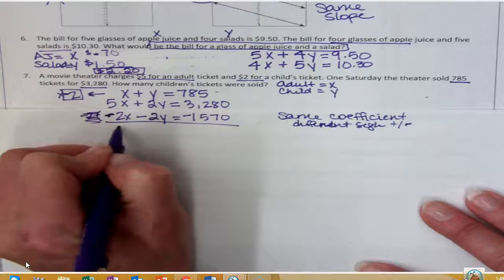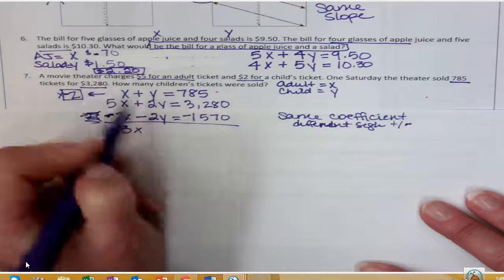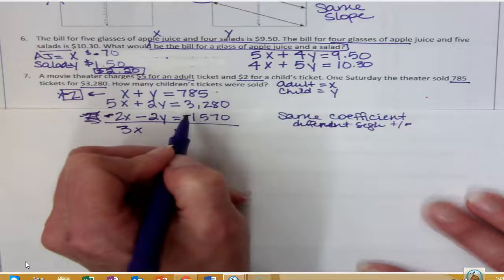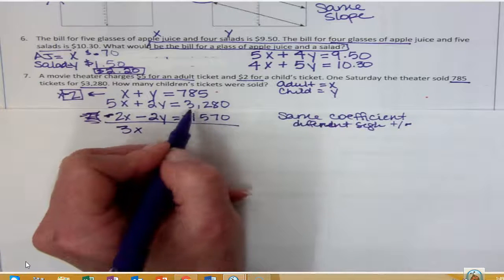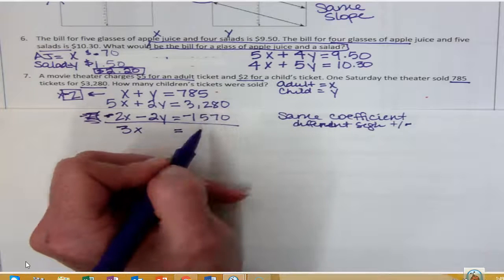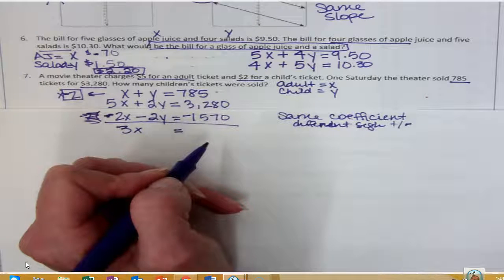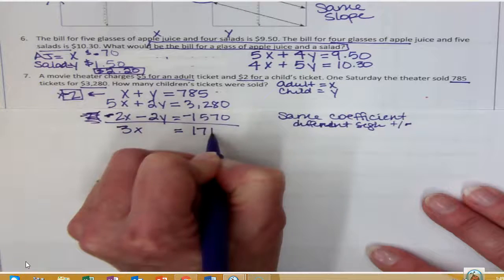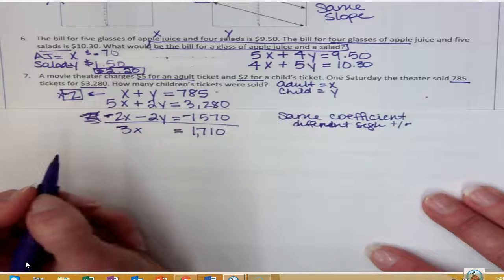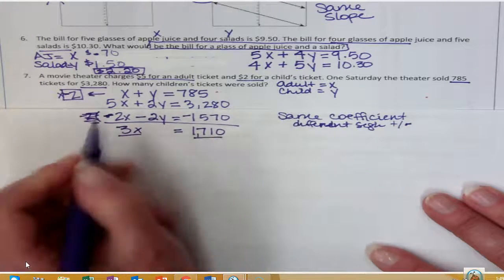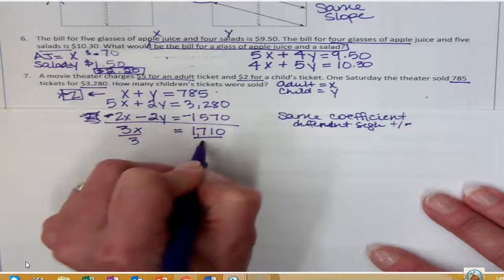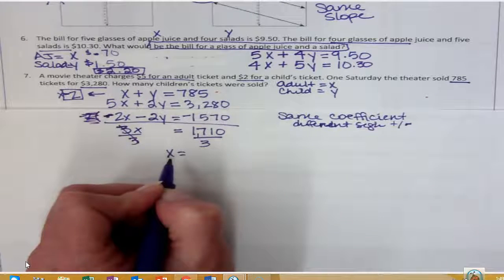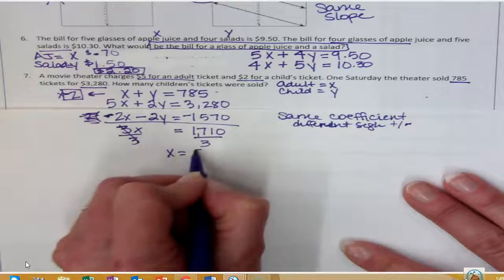5x minus 2x is 3x. This cancels each other out, which is exactly what we want. That equals 3,280 minus 1,570, which gives us 1,710. Then when we divide by 3, goodness gracious, we get X equals 570.